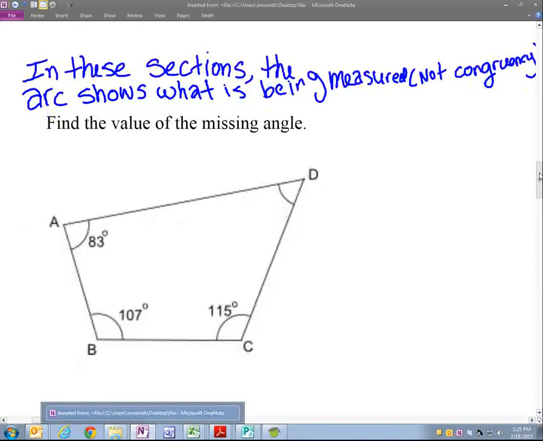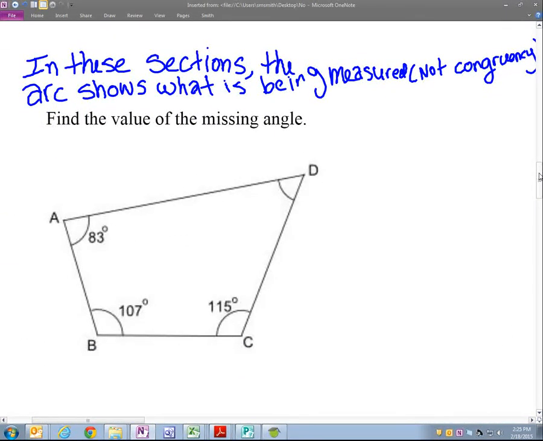Now, in these situations, the arc shows this measure, not congruency, because from what we've learned in this class, if you have just one arc on each corner, that means it's all congruent.